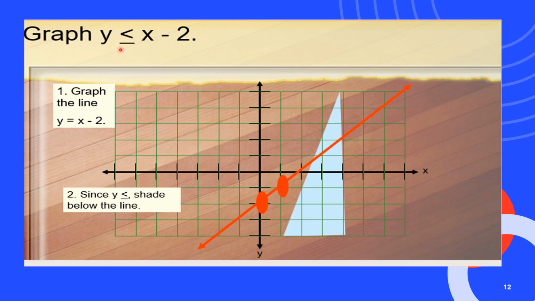Next, for y is less than or equal to x minus 2. So if you are going to graph the line x minus 2, this one here. Since it is y less than or equal to, the shading should be below here. Okay, pababa siya, going down. The shaded region is the one there.